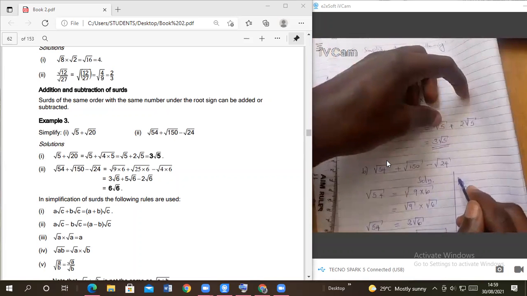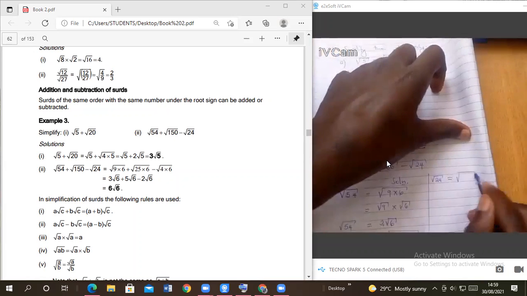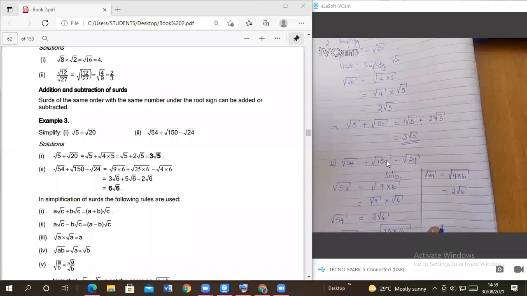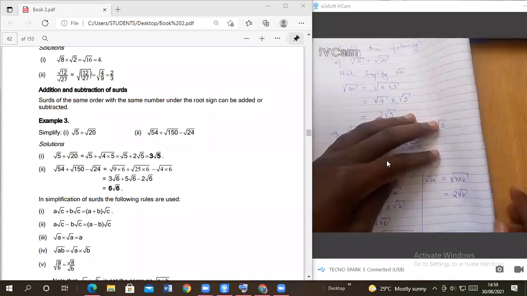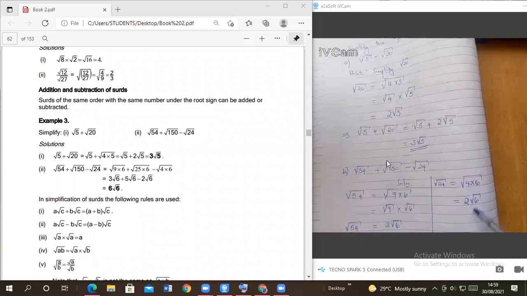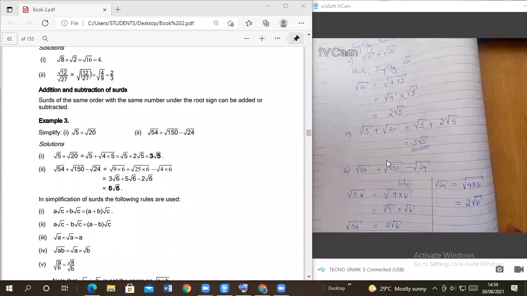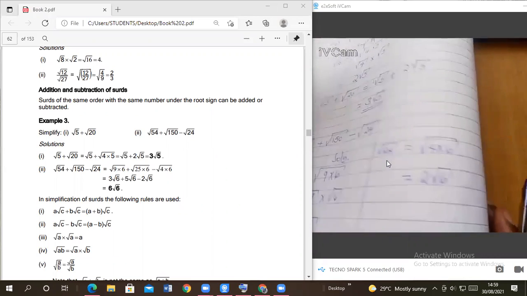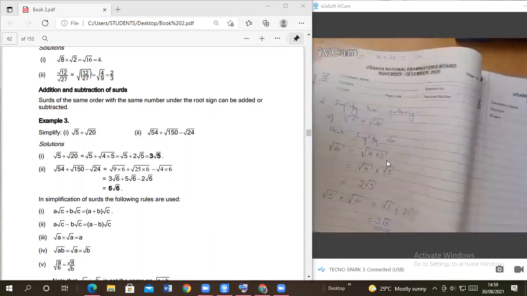Then root of 24. We know 24 is the same as 4 times 6, which will give us 2 root of 6. Now, after simplifying them like that, you can see the numbers under the square root are the same. So now we can go ahead either to add or to subtract.